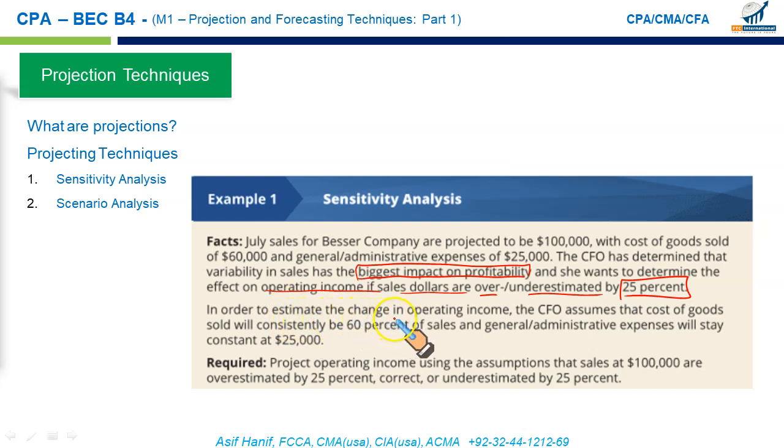In order to estimate the changes in operating income, the CFO assumes that the cost of goods sold will consistently be 60% of sales, just like in this case. Sales 100,000 and 60% of it, 60,000, is your cost of goods sold. And it further says general and administrative expenses will stay constant at $25,000. Project operating income using the assumptions that sales at $100,000 are overestimated by 25%, correct, or underestimated.